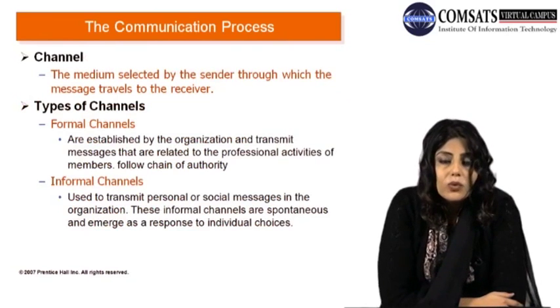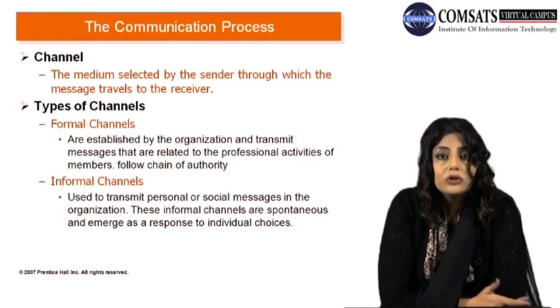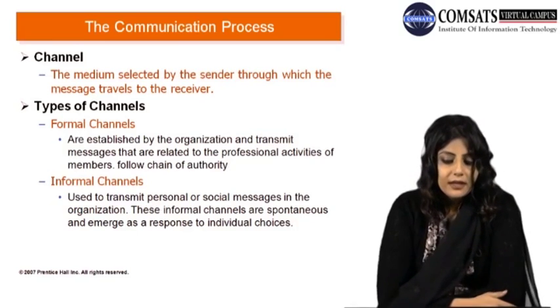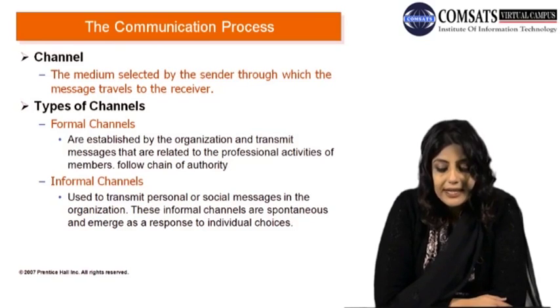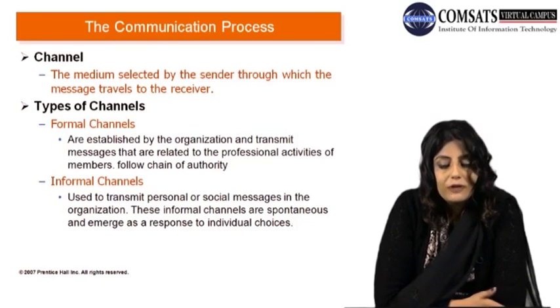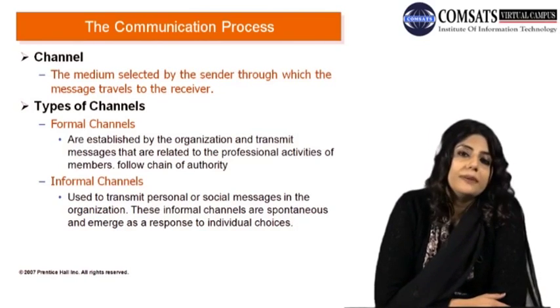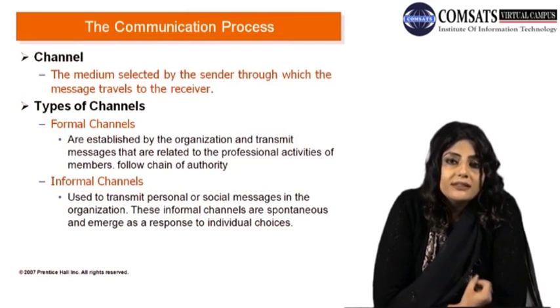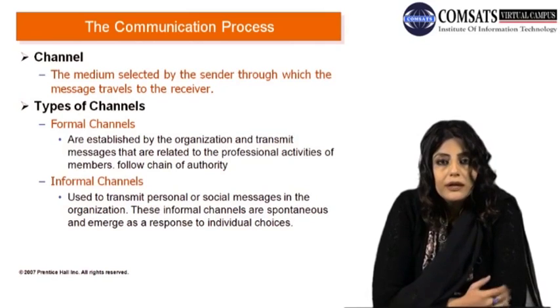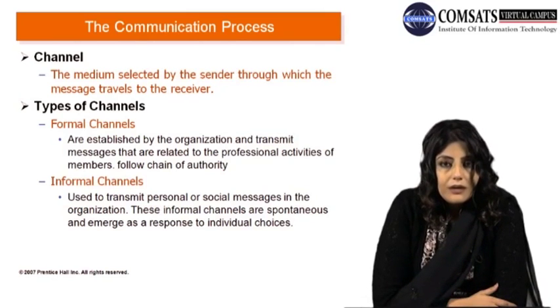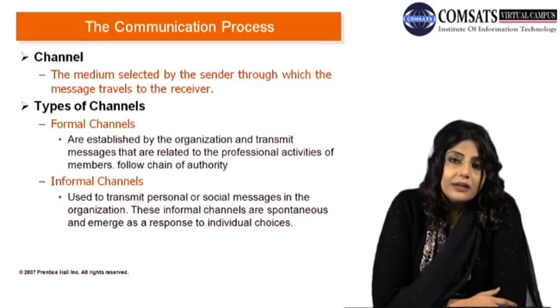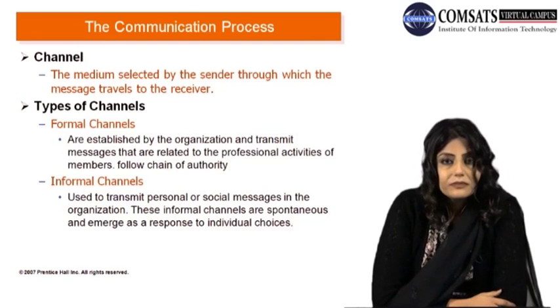Then we see what the process of communication is, how communication takes place, right? Of course, first there is a channel, which is the medium selected by the sender through which the message travels to the receiver. So there can be a number of mediums which can be selected by the sender to send a certain piece of information to the receiver. And there can be two types of channels. One is the formal channels and the other is the informal channels.